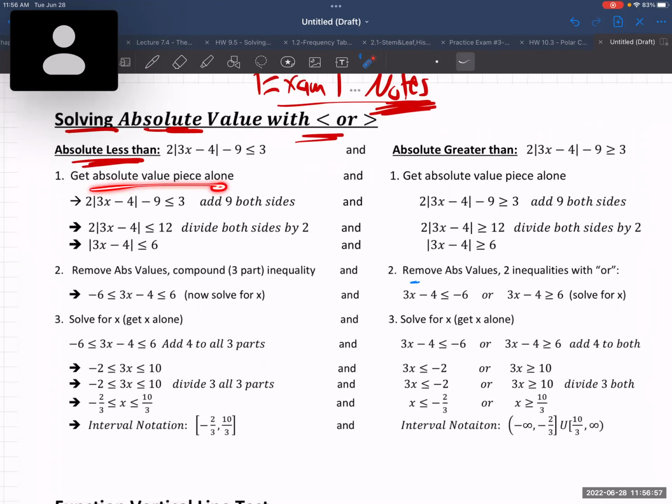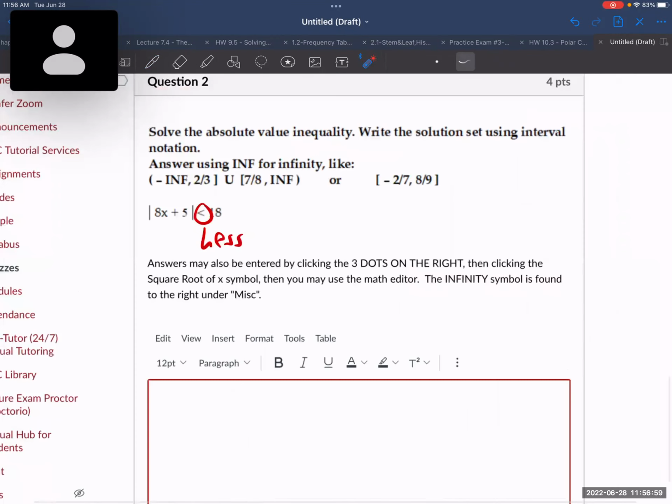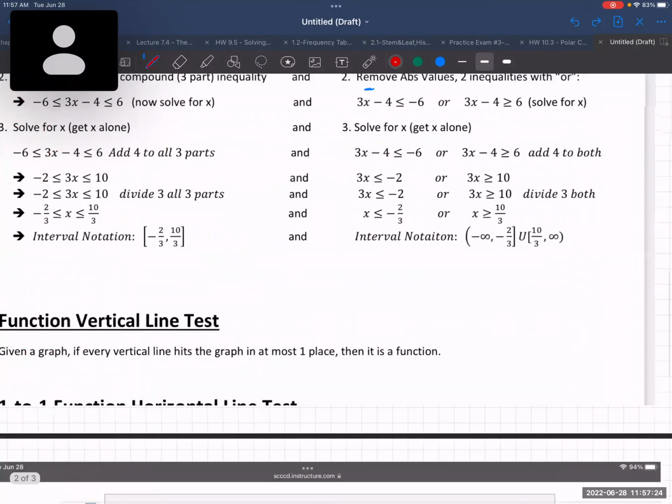First off, get the absolute value alone. So this absolute value already is alone. What do I mean by alone? I mean if you had a plus 10 out here or something, or a 6 multiplied by the front, you'd have to divide off that 6 on both sides, or if they had a 10 added, you'd have to subtract 10 from both sides. Anyway, we don't have any of that. Our absolute value already is alone. So it's good to go. I can skip that step. Come up here and go check.